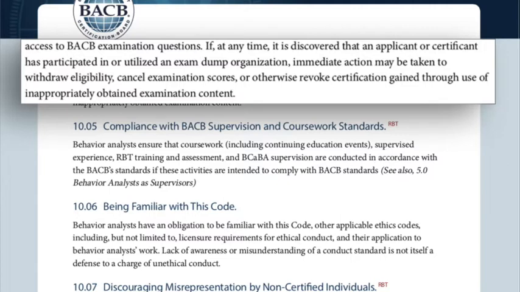If at any time it is discovered that an applicant or certificant has participated in or utilized an exam dump organization, immediate action may be taken to withdraw eligibility, cancel examination scores, or otherwise revoke certification gained through use of inappropriately obtained examination content.